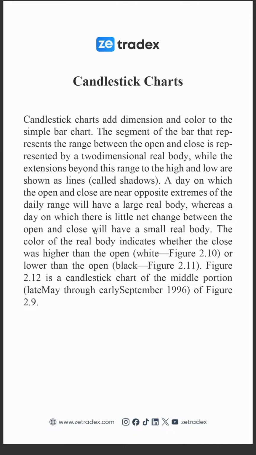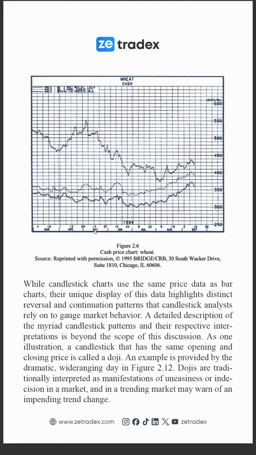And the next figure is a candlestick chart of the middle portion, which may signify late May through early September chart pattern of 1996. And let's check out figure 2.9. Next page. Yep. So if we zoom in, we can see that this is a cash price chart on wheat. While candlestick charts use the same price data as bar charts, their unique display of these data highlights distinct reversal and continuation patterns that candlestick analysts rely on to gauge market behavior.